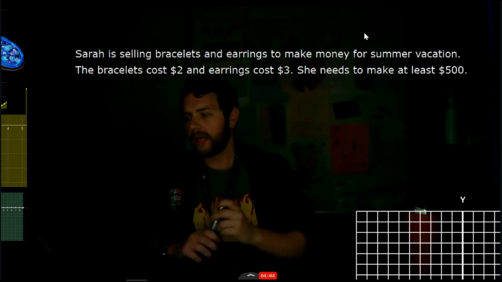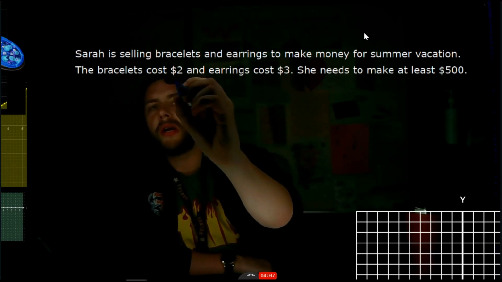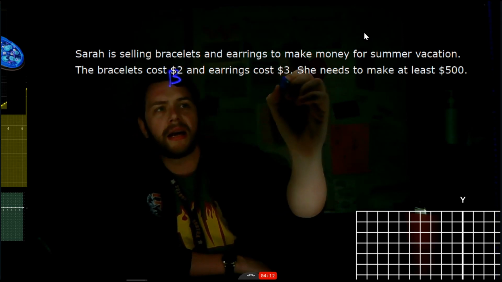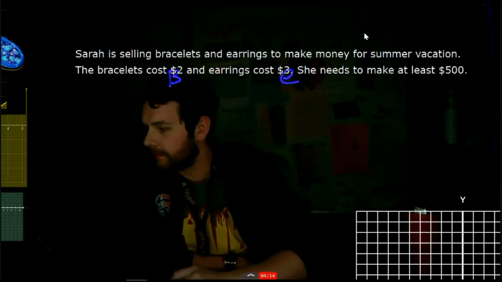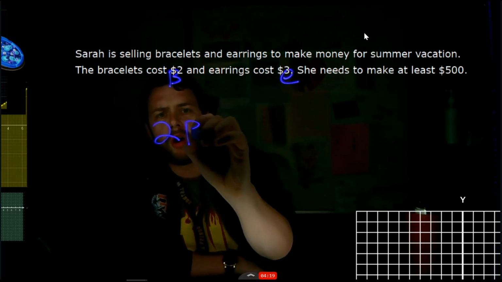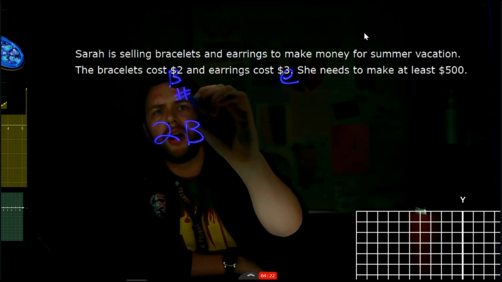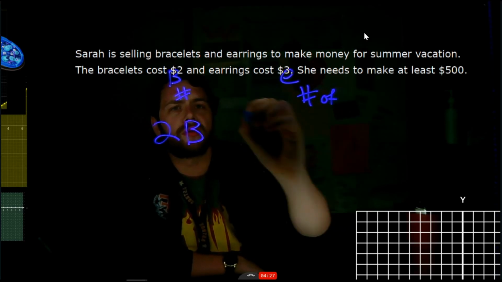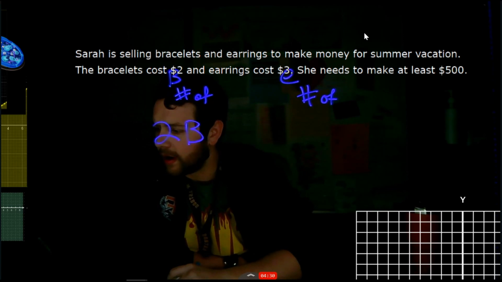So here we go. I'm going to label, you can use X and Y. Let's just use B and E to make it easy. Bacon and eggs, that's B and E. We'll do bracelets and earrings. So for money-wise, 2 times all the bracelets. B is going to be the number of bracelets sold, and E is going to be the number of earrings sold.